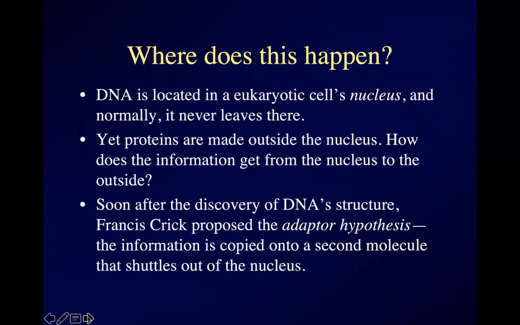Here's the thing. In a eukaryotic cell, DNA is in the nucleus, right? The nucleus contains the chromosomes. The chromosomes are very long pieces of DNA. Normally, DNA does not leave the nucleus. If the nucleus breaks open and DNA spills out, it probably means the cell is going to die. In a healthy cell, the DNA never leaves. But it was known that proteins actually get made outside the nucleus, not in it.